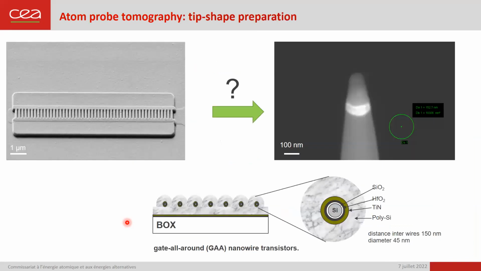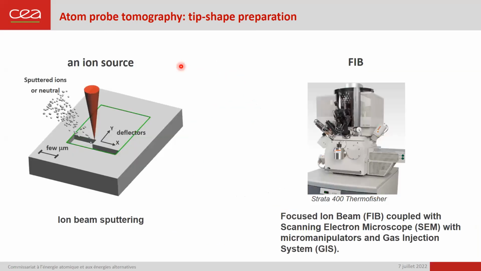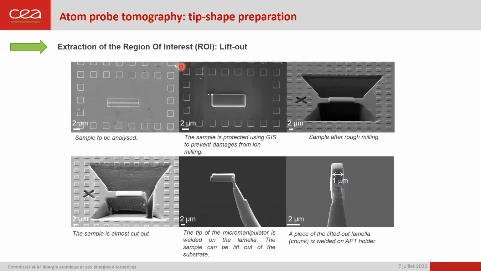So I think now you are aware that this technique requires a tip-shaped sample. So how is it possible to obtain a tip-shaped sample from a bulk sample? We do that by using the power of the ions and especially using focused ion beam equipment. The main idea of the focused ion beam is to remove material from the sample using an incident ion beam. So 2 steps are required to prepare a tip shape compatible for atom probe tomography.